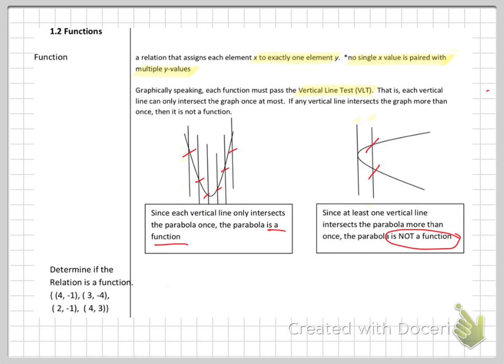If, like in our example here, you're asked to determine if the relation is a function or not, you could plot the points. So (4, -1), (3, -4), (2, -1), and then (4, 3). And once they're graphed, you should be able to see that if I drew a vertical line right there, it would touch my points twice. If you look at it, you would see that there are two x values of 4 that have a different y value, and that's how you know it is not a function.